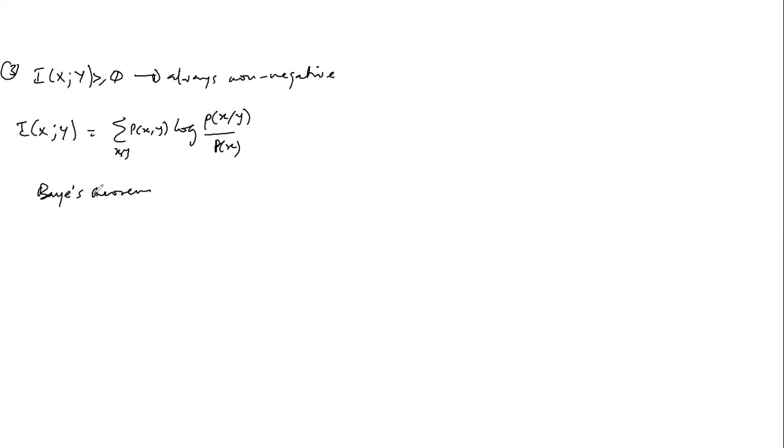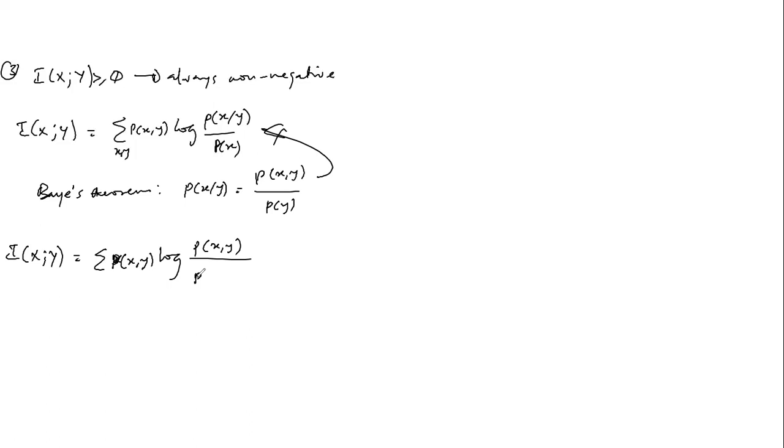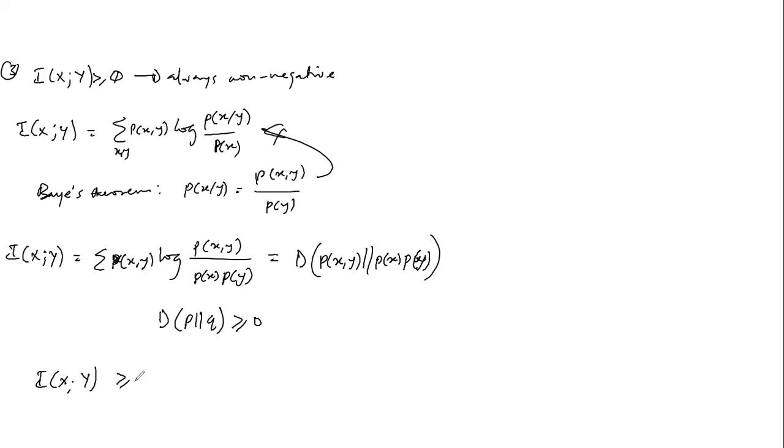we already know that p(x|y) is the same as p(x,y) divided by p(y). Then if we plug this into this expression, the mutual information therefore becomes the sum of p(x,y) log p(x,y) divided by p(x)p(y). Okay? And this is the same as the relative entropy between p(x,y) and the product p(x)p(y). And we already know that the relative entropy between two probability mass functions p and q is greater or equal to zero. So hence, the mutual information between X and Y is greater or equal to zero.